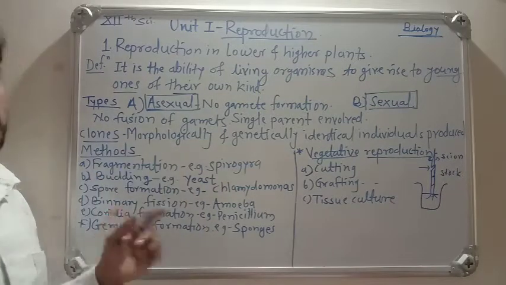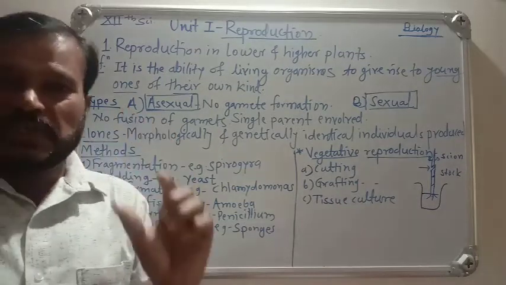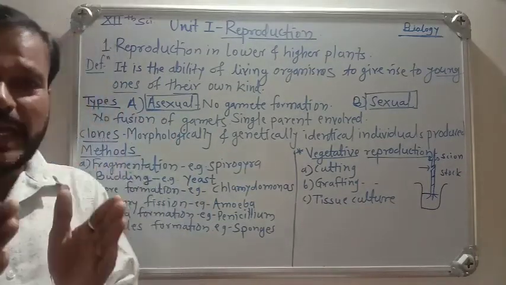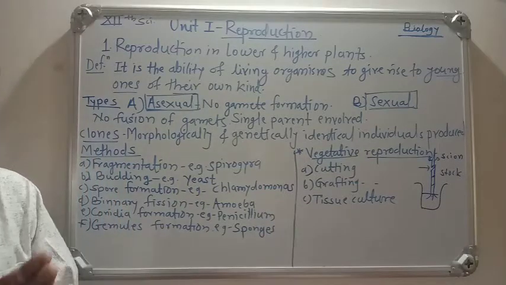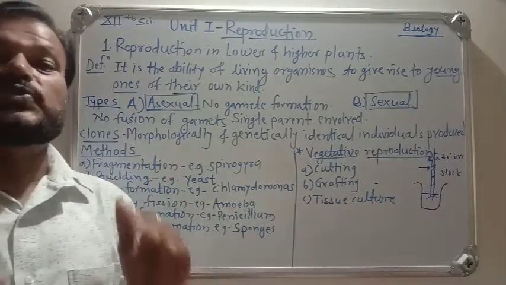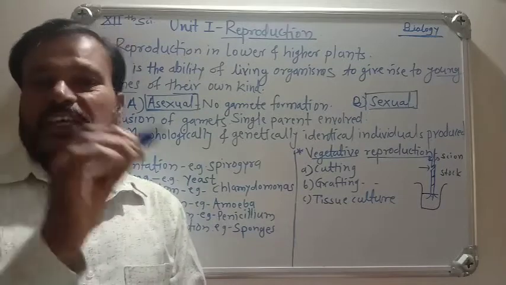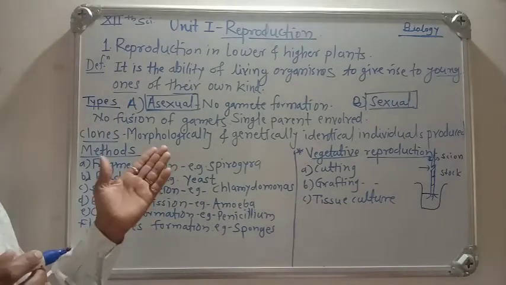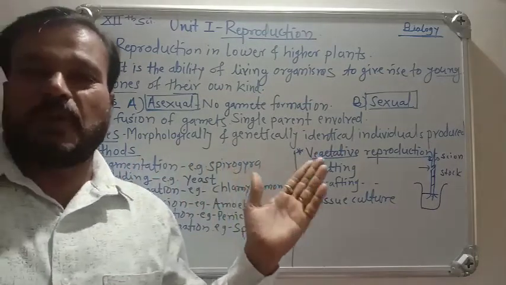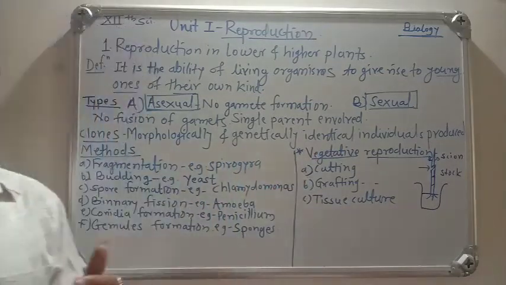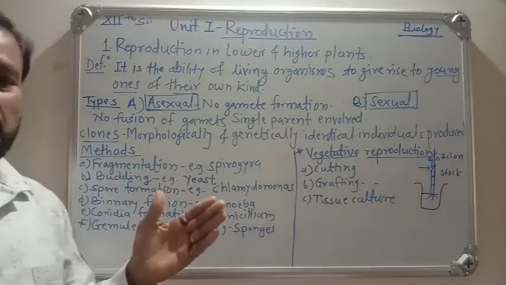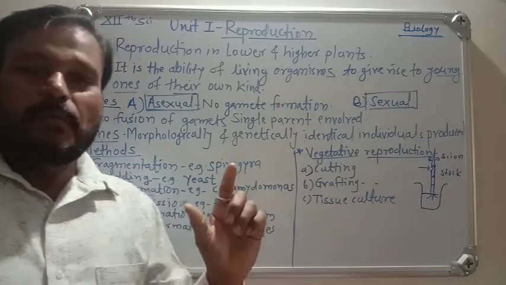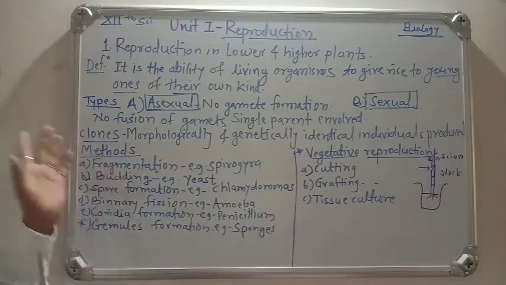What is fragmentation? Fragmentation is nothing but a vegetative part of the plant being cut into small pieces, and each small piece gives rise to a new individual. That is called fragmentation. A very simple example is Spirogyra algae. It cuts into many pieces and each piece grows into a separate individual by an asexual method called fragmentation.